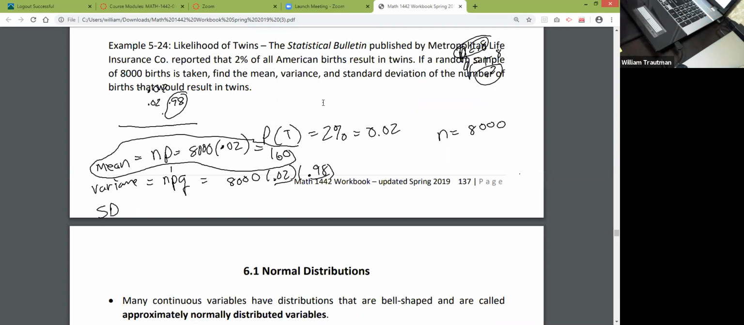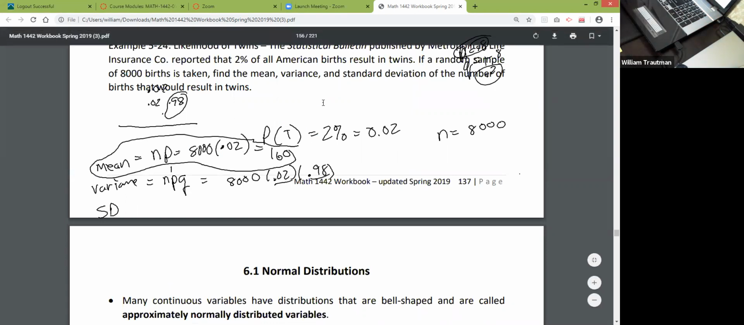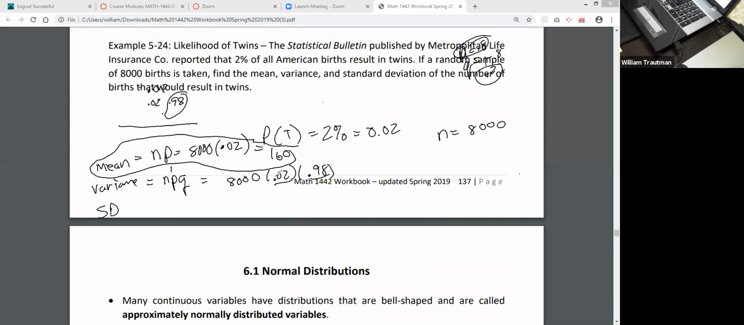All right, so variance is 8,000 times 0.02 times 0.98. And I get 156.8. That's the variance.